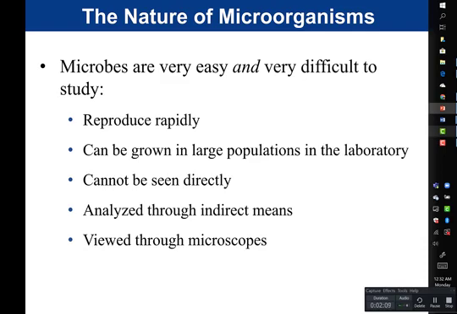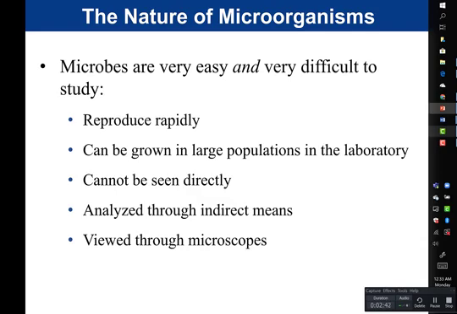And that is because of multiple factors. One is that they reproduce rapidly. So we can grow bacteria very quickly in culture. Bacteria like E. coli, for example, reproduce every 20 minutes. So that makes them more on the easy side in order to study. They can be grown in large populations in the laboratory, again, because they reproduce and because they don't take up much space. We can culture large amounts of these organisms.